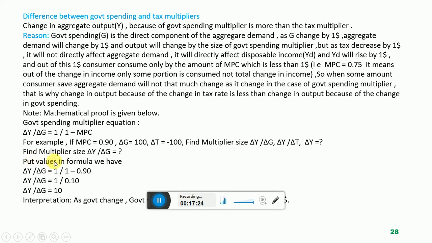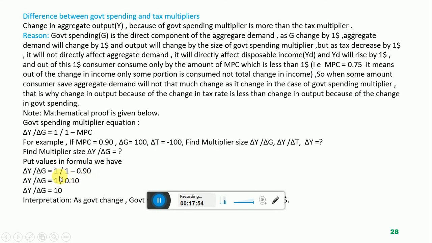We will put the values in the formula that we have. This is the government spending multiplier equation. We will put the given information, MPC and delta G, in here. So delta Y over delta G is equal to 1 divided by 1 minus MPC, where MPC is 0.90. That is, the marginal propensity to consume, the rate of consumption of the people out of 1 rupee, is 90%.